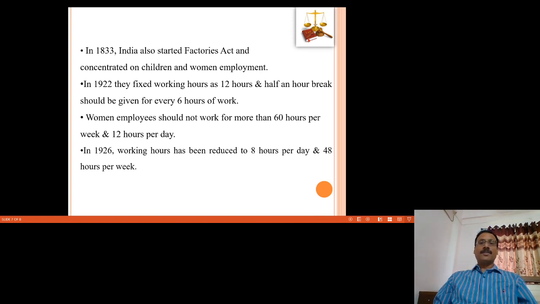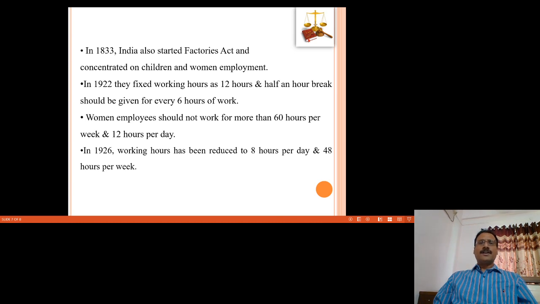So they fixed 12 hours per day. See how pathetic it is. They fixed 12 hours per day, and a half an hour break should be given after every 6 continuous hours of work. So it means for continuous 6 hours they have to complete the work, take half an hour rest, and complete the remaining 6 hours. So the fixed hours are 12 hours. At least it is better than that.